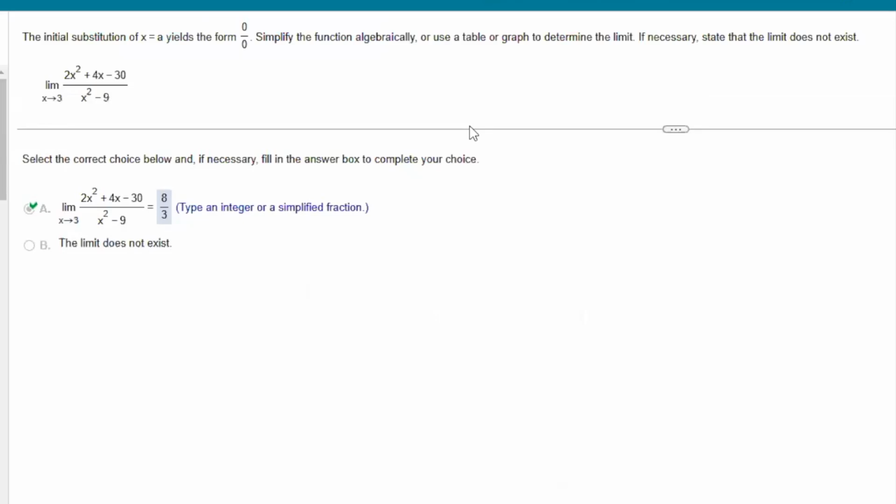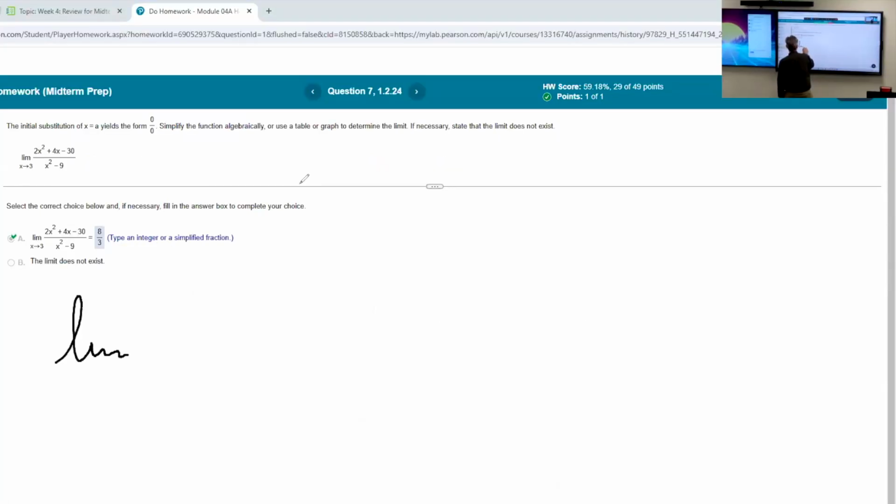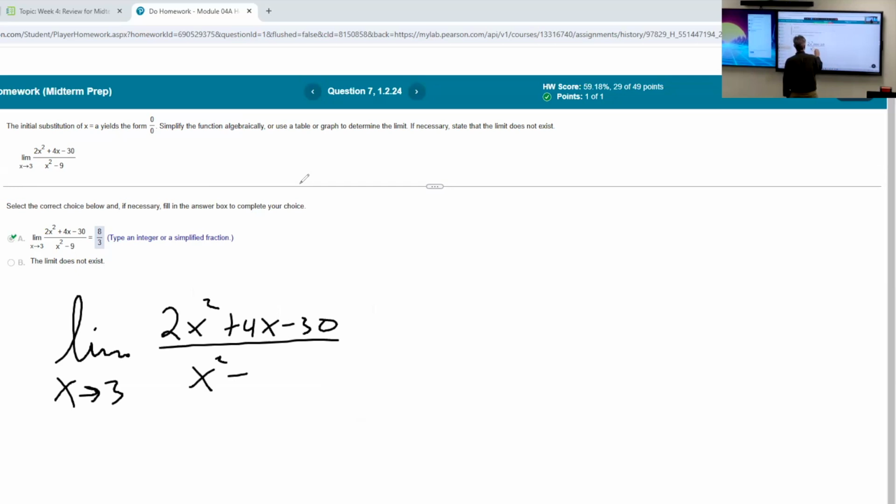Let's look at this one and see what the situation might be. So as x approaches 3, 2x squared plus 4x minus 30 divided by x squared minus 9. Now I happen to notice that that bottom is the difference of squares. And that really starts to make me think, I bet if I factor, I bet I can remove a point.